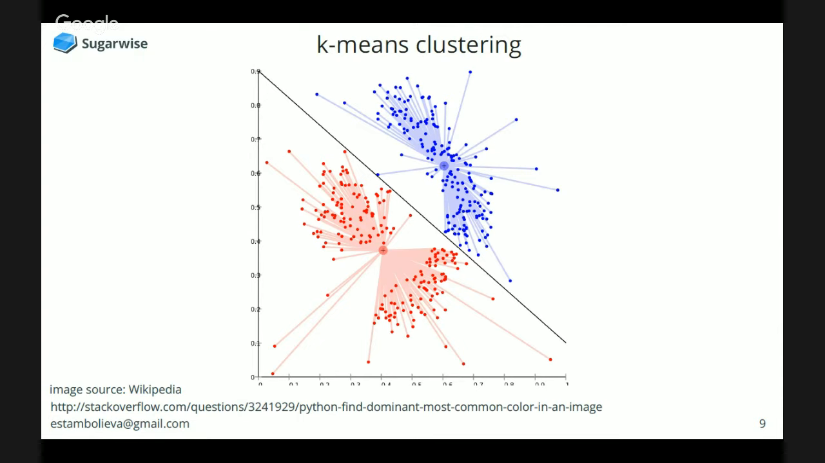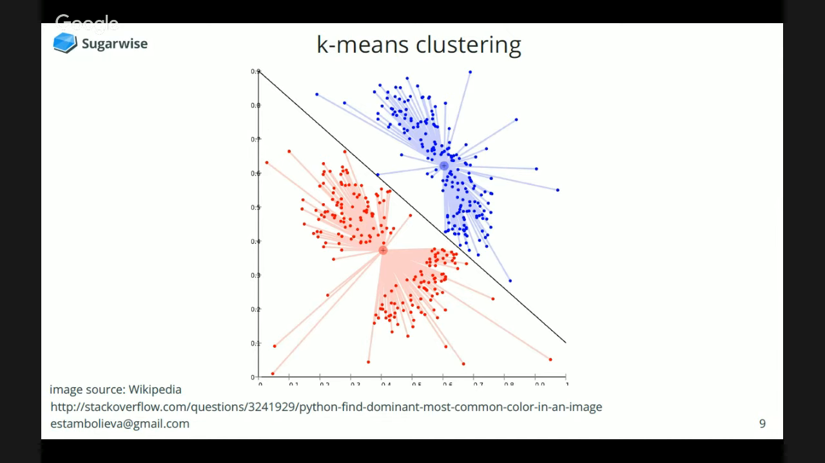Who here knows what k-means clustering is? Okay, a lot of people. Who doesn't know what k-means clustering is? Should I go into that? Everyone knows. Some of you didn't raise your hands.